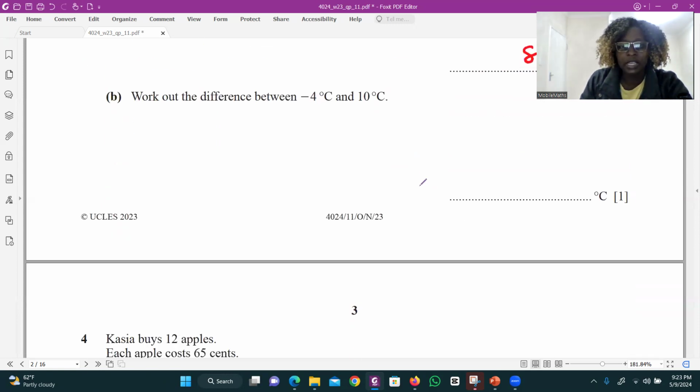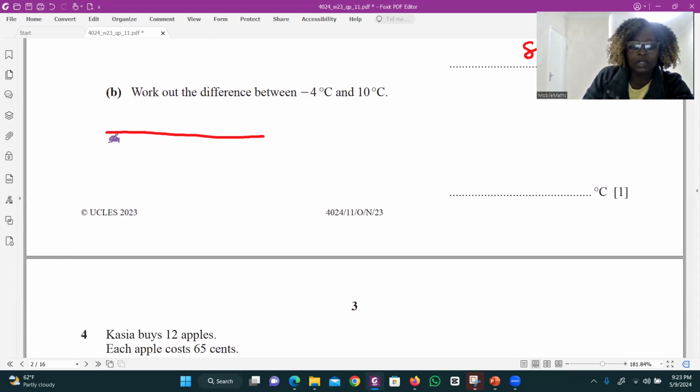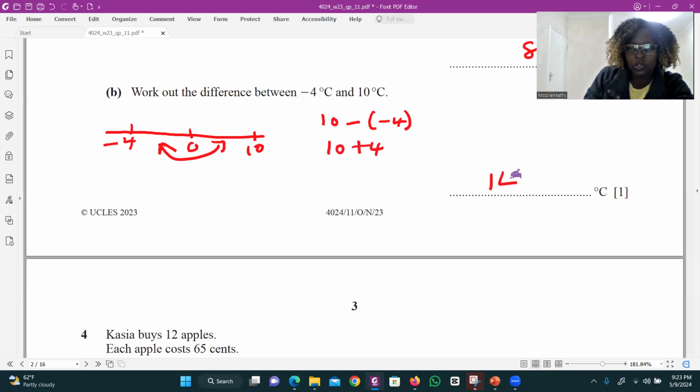The next one is saying, work out the difference between -4 and 10. So if you check out a number line, we are starting with -4, we go to 0, then we go to 10. So what you can do is to say 10 minus -4, because there are so many numbers that are in between here. Okay, so 10 minus -4, that's 10 plus 4, we get 14. So the difference is 14 degrees.